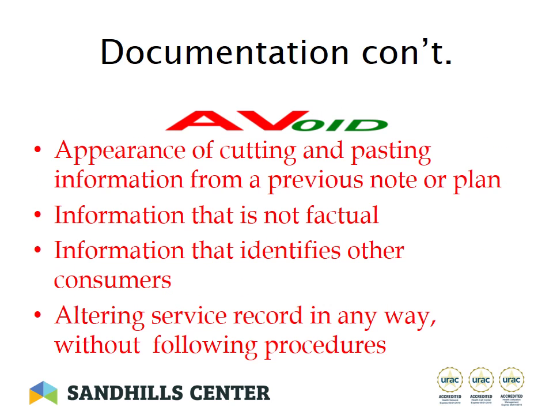Some documentation items to avoid: the appearance of cutting and pasting information from a previous note or plan, information that is not factual, information that identifies other consumers, or altering a service record in any way without following procedures. These are examples of things that will end up in a program integrity referral, a plan of correction, or a referral for a network sanction, which could be termination of a contract.